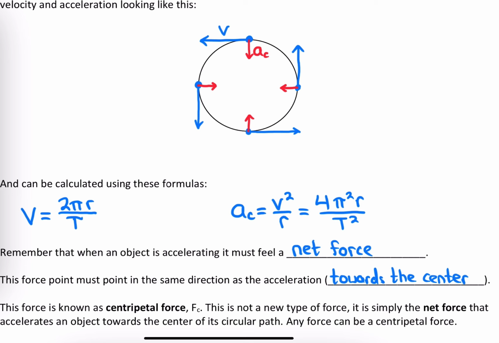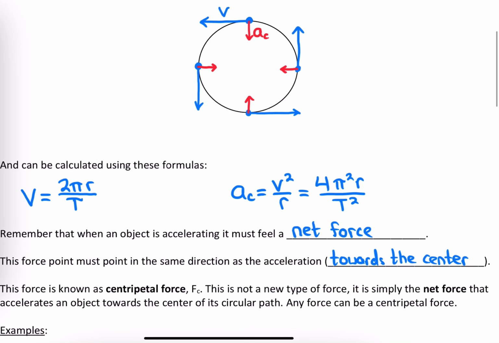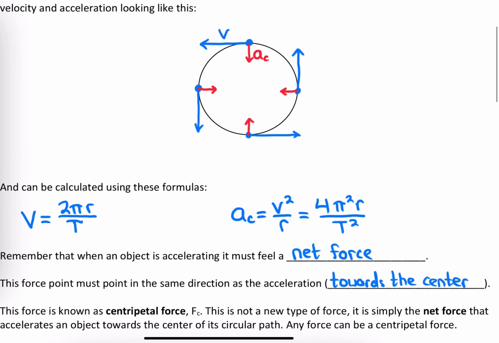Now, one thing I want you to realize here is it's not a new type of force in the same way that friction is a type of force, or tension is a type of force, or gravity is a type of force. All of those forces have sources. Gravity comes from Earth's mass. Tension comes from a rope. Friction comes from another surface that you're sliding against. So centripetal force isn't like a new force with a new source.